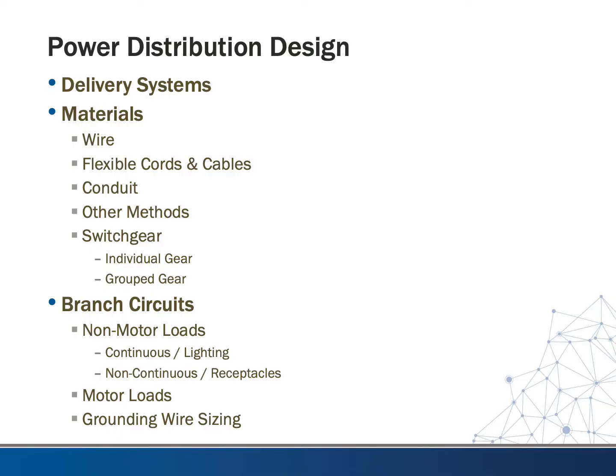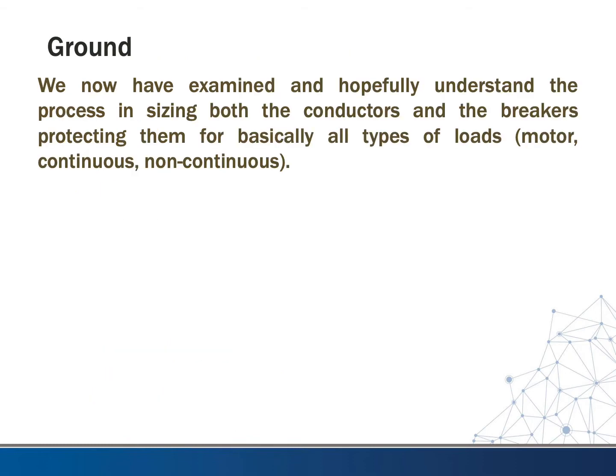So again, taking a quick look at where we are in the process. We've gone through delivery systems, materials. We've gone through the different types of branch circuits and how those work, and now we want to look at grounding. So we have examined, and hopefully understand, the process of sizing both the conductors, phase conductors that is, and the breakers protecting them for basically all types of loads, and that would include motor loads, continuous non-motor loads, and non-continuous non-motor loads.